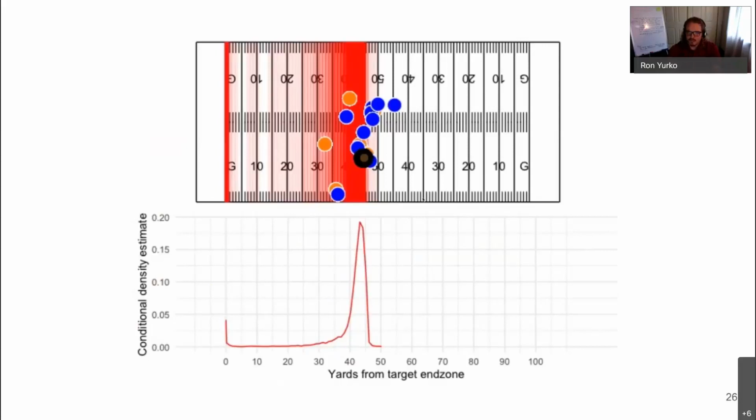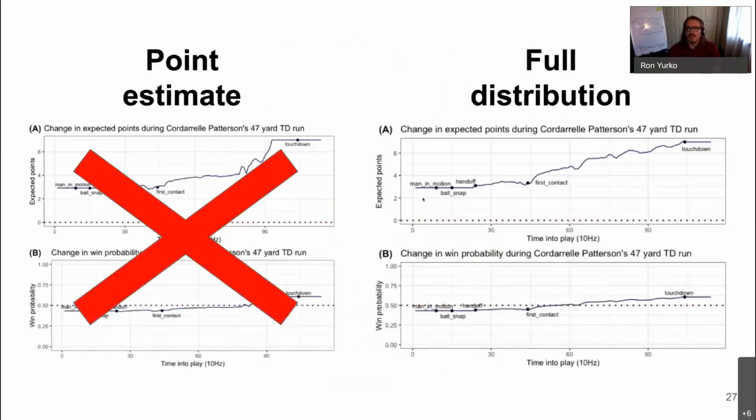So once we use this full distribution, on the right-hand side we now have the proper expected points and expected win probability. And you can see this is much smoother. It doesn't have the jagged spikes as before.